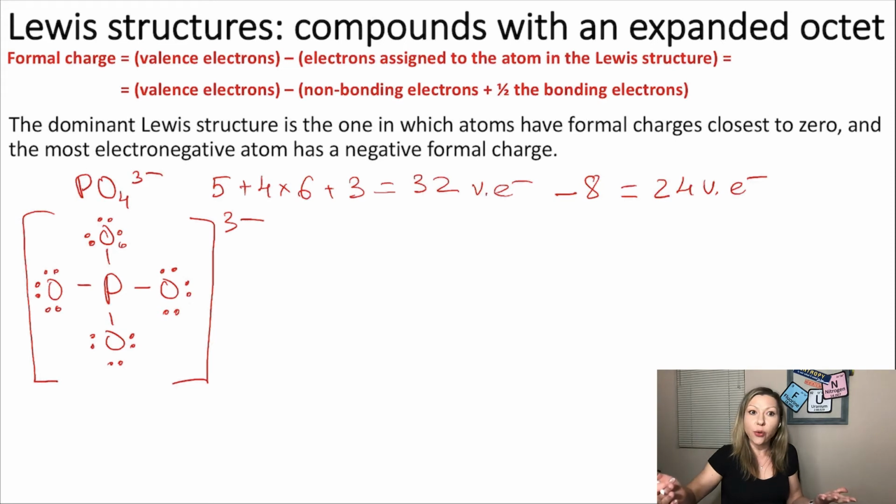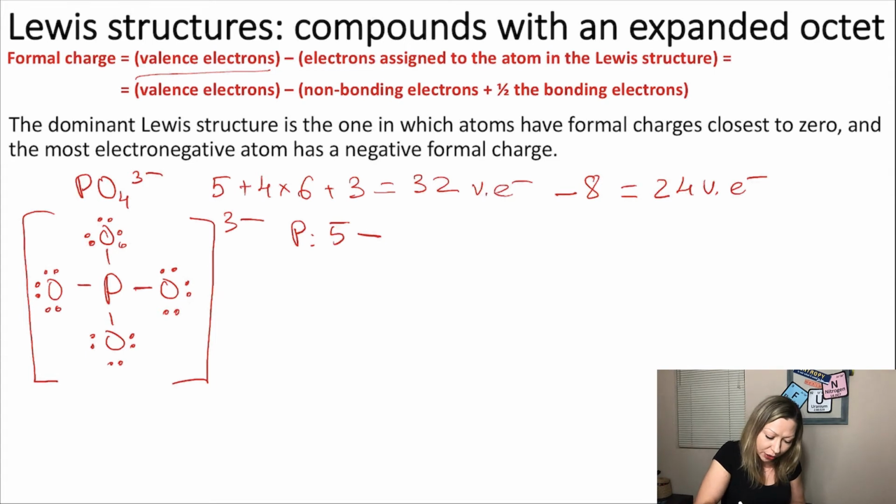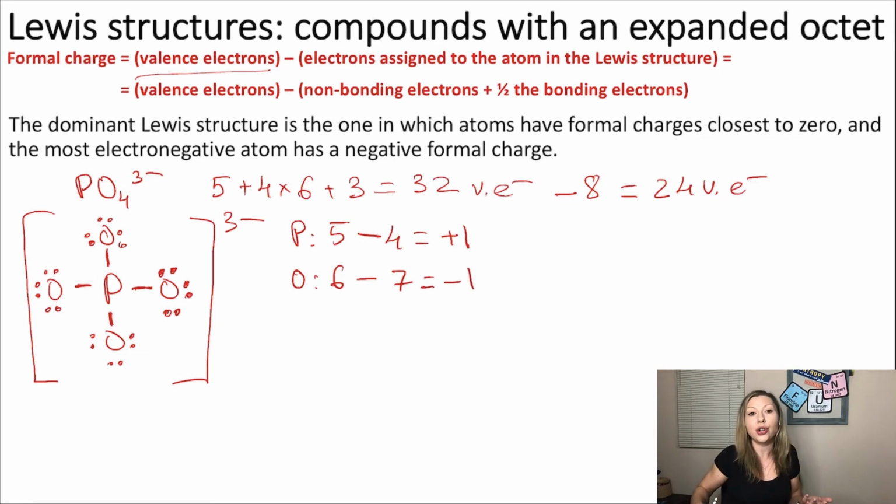Now, what's up with the formal charges? If we look at the phosphorus atom, we know that it is going to have 5 valence electrons minus the electrons assigned to it, which is 1, 2, 3, 4. It's going to have a plus 1 formal charge. How about the oxygen atoms? They are all the same, so I can just look at one of them. I know that I have 6 valence electrons in oxygen, minus 1, 2, 3, 4, 5, 6, 7. So I'm going to have a minus 1 formal charge. Does it make sense? It actually makes sense because oxygen is more electronegative than phosphorus.